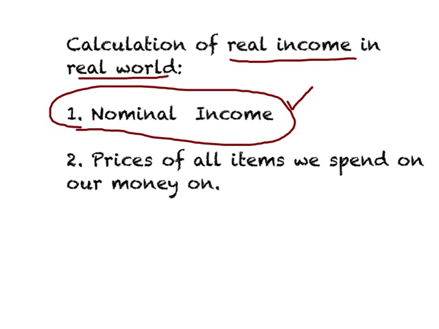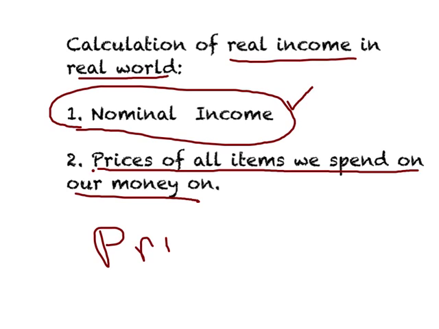But then I spend money on hundreds of different items, and to make an adjustment for prices, I'll need prices of all the items that I spend my money on. Now, if I were to make an adjustment based on my nominal income and hundreds of different prices of the goods that I spend my money on, it will make life very difficult for me. So in order to circumvent that, what statisticians have done is they have come up with what is called a price index number.